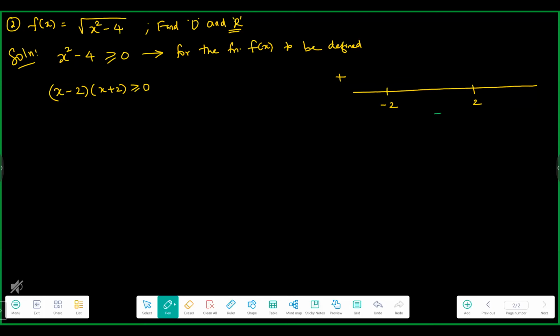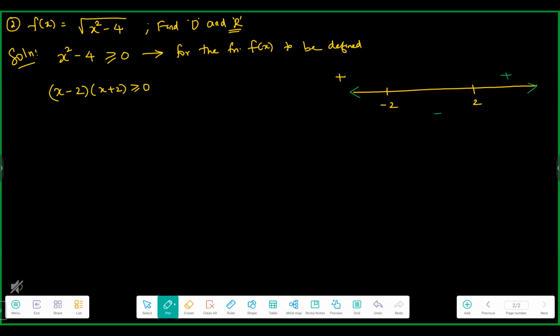Now I'll substitute a value greater than 2. If I substitute 3 here, 3 minus 2 is positive, 3 plus 2 is positive. So I'll get a positive value here. Now, if I look at the number line, this is a number line. Tell me what is the range of x values. So here, if I'm using the word range, it is not the range of the function, it is the range of x values.